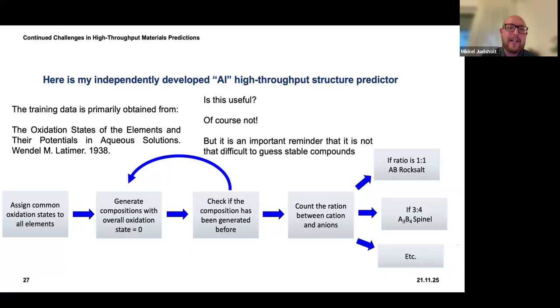So ideally, if you want to benchmark your AI, you should take like 10,000 structures. And if you guess 1 million times, you should ideally basically get all of them back again. Otherwise, the AI is just not that good.